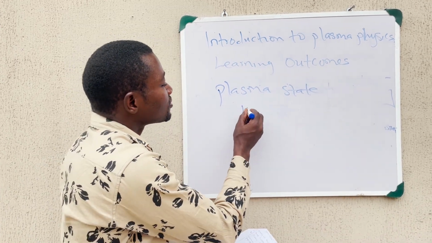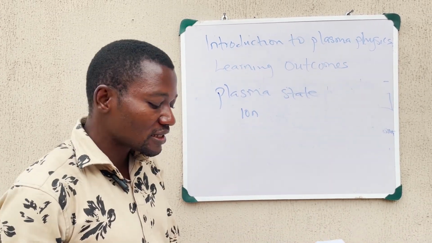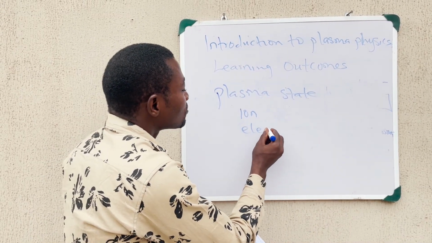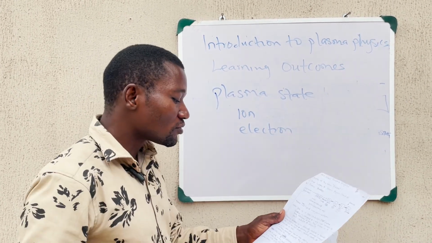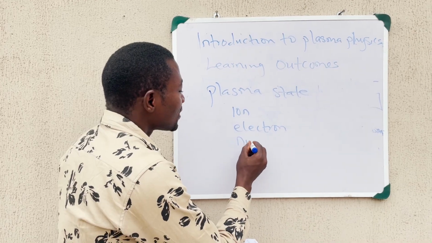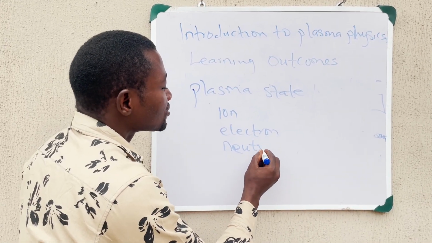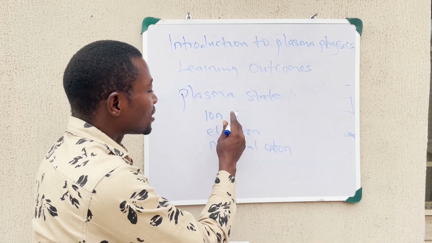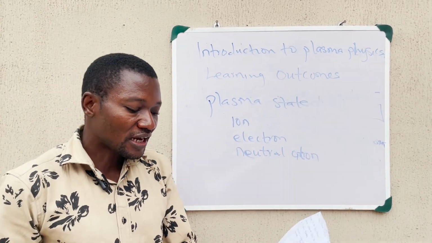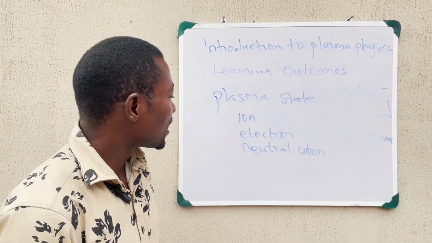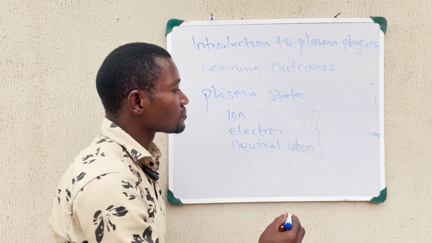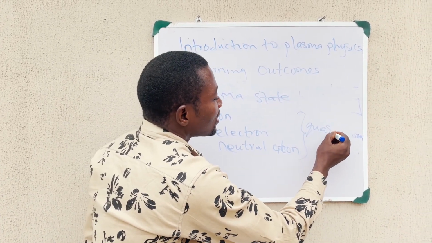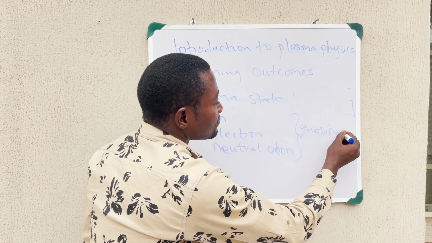So when we talk of plasma, what comes to mind is electrons, ions, and also neutral atoms. So plasma consists of ions, electrons, and neutral atoms. And because of this, we normally refer to plasma as a quasi-neutral system.